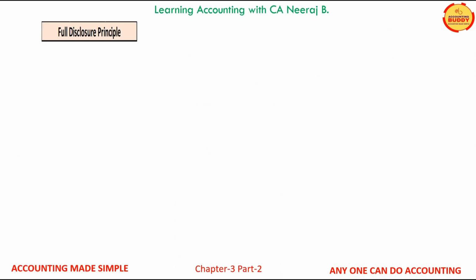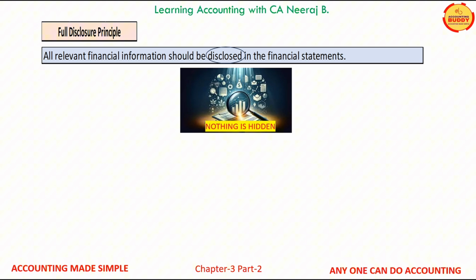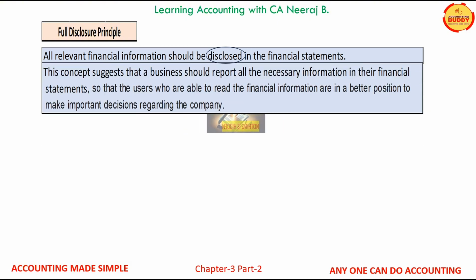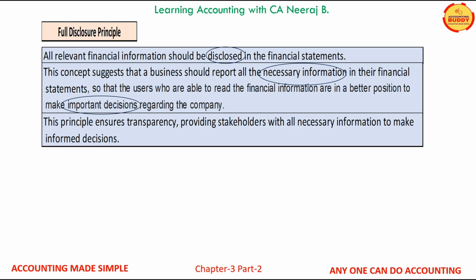As per the full disclosure principle, all the relevant financial information should be disclosed in the financial statements. This concept suggests that the business should report all the necessary information in their financial statements so that the reader of the financial statements is in a better position to make important decisions regarding the business. This principle ensures complete transparency by providing all the relevant and necessary information to the stakeholders to make informed decisions.